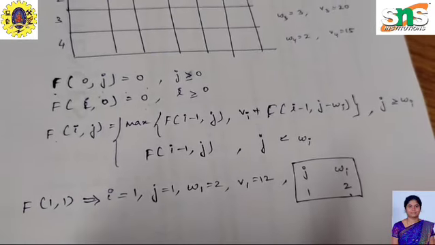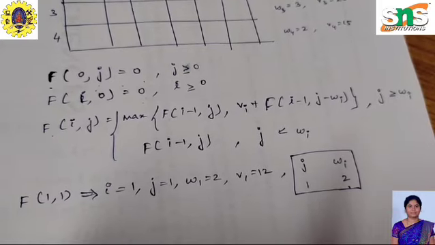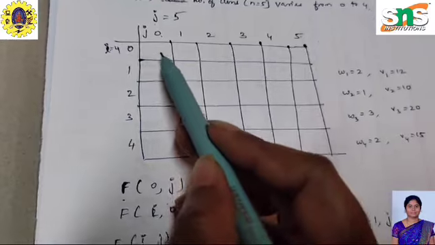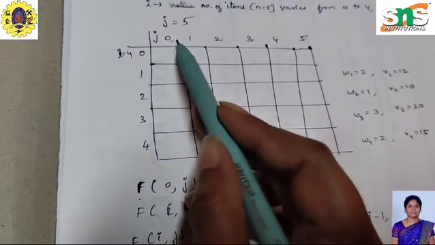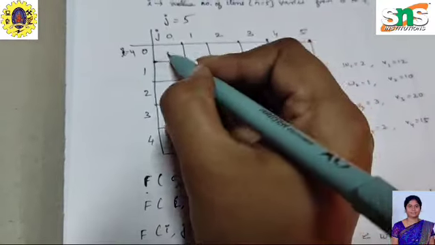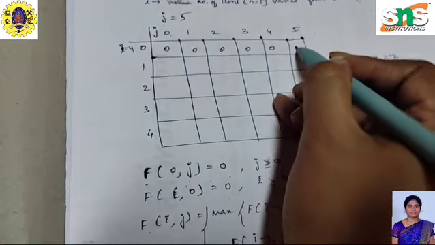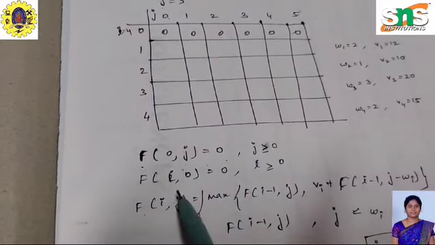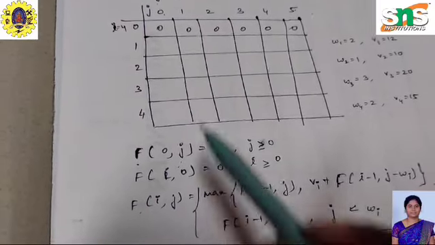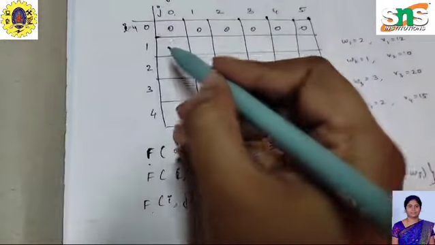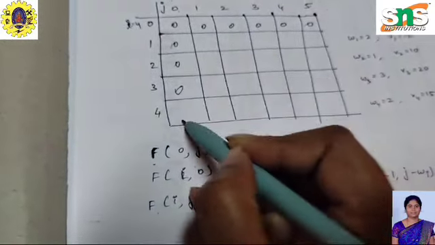Here f of 0 comma j: 0 comma 0, 0 comma 1, 0 comma 2, 0 comma 3. For all the items we form 0 by substituting this particular formula. And for i comma 0, in the j column it is 0, so here also it is marked as 0.